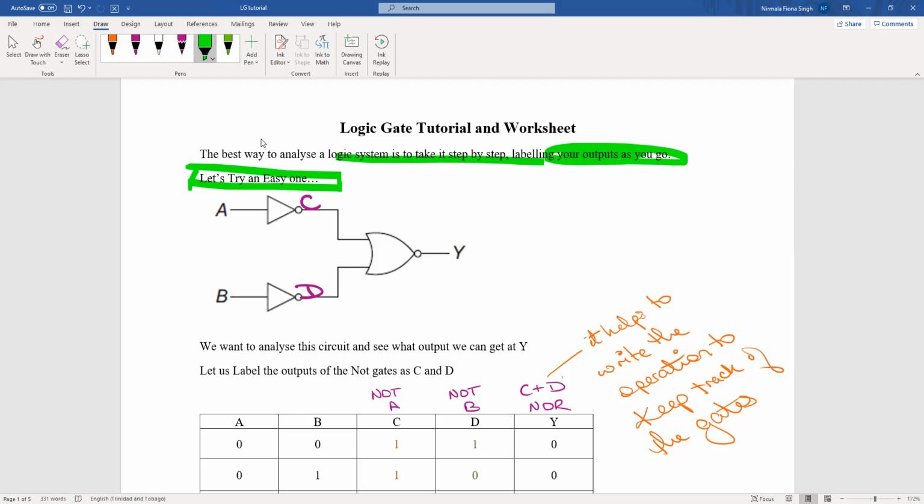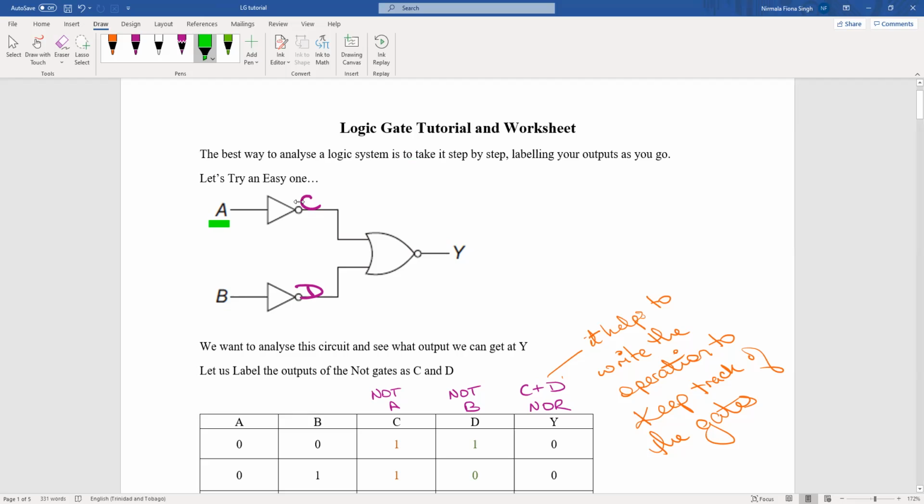So I have here A input, B input. If you follow, A is going through a NOT gate, B is also going through a NOT gate, and the outputs from that go through a NOR gate to give us Y. This is what your circuit would have looked like normally: just A, B, the two NOTs, the NOR, and the Y. So if we want to analyze the circuit and see what we will get at the output Y.